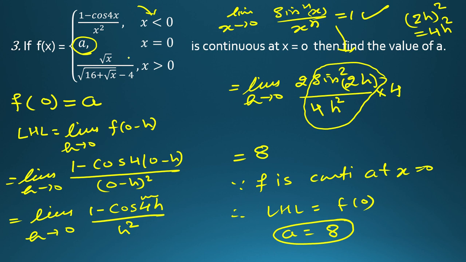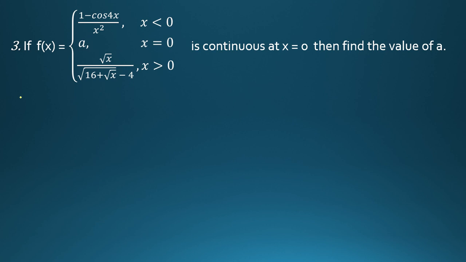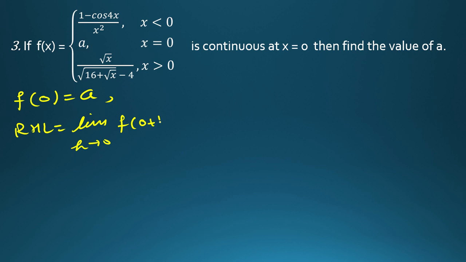See, my focus is how to calculate this algebraic limit also. In the first one I told you a trigonometric limit. Now you see how to calculate the algebraic limit. Or you can do one more thing, you can pause the video and try to do it yourself by RHL. So f(0) is equal to a. Now RHL will be limit h tends to 0 of f(0 plus h). f(0 plus h) means more than 0. More than 0 means third condition.